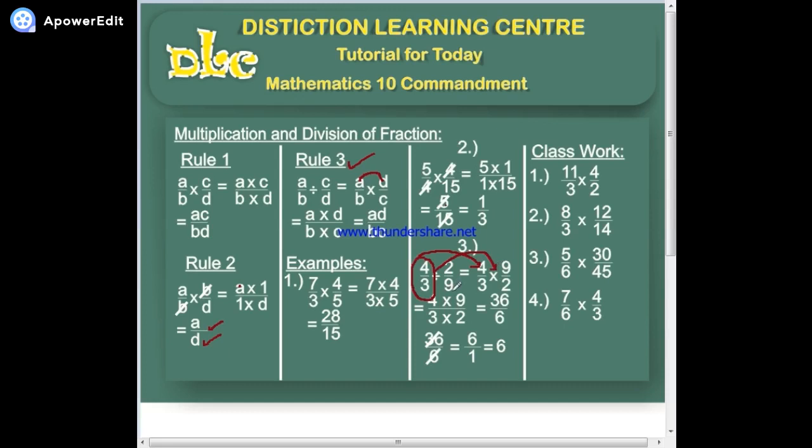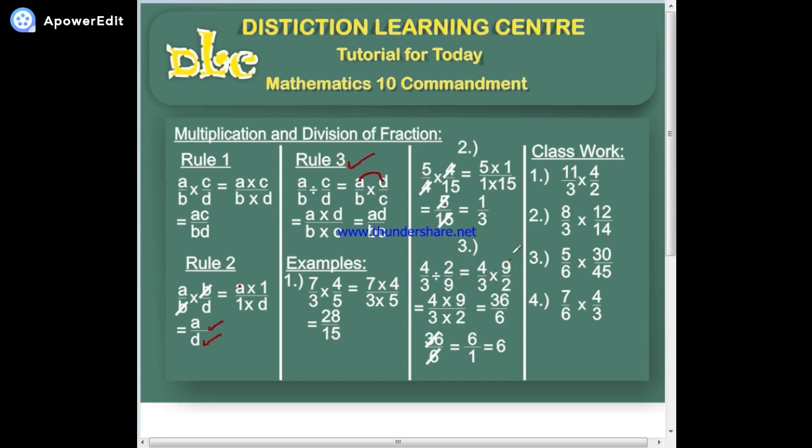That is, the denominator here will come to numerator, while the numerator here will come to denominator. That is, they are going to change position. Do you get it? So that is how 2 over 9 changes to 9 over 2 here. Are you getting it?